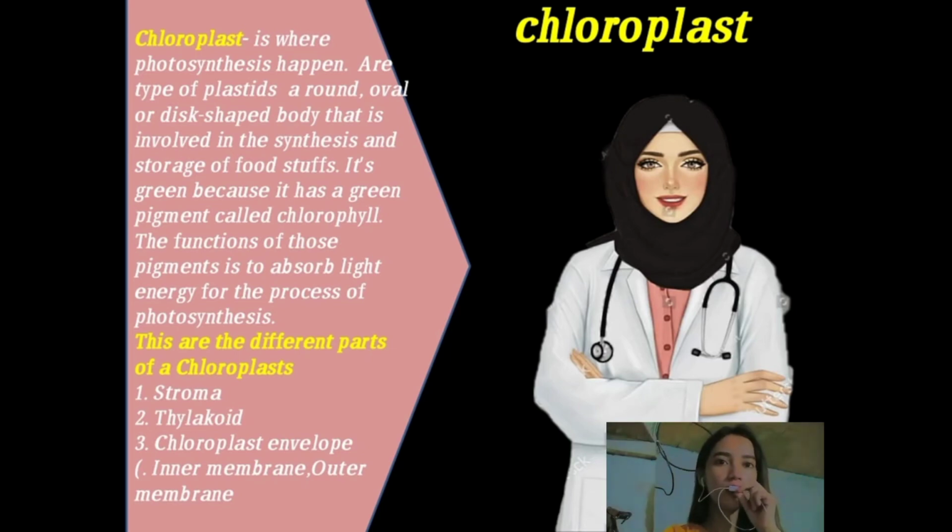These are the different parts of chloroplast. First is the stroma, which refers to the colorless fluid surrounding the grana within the chloroplast.